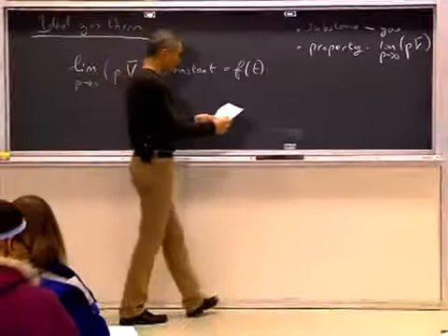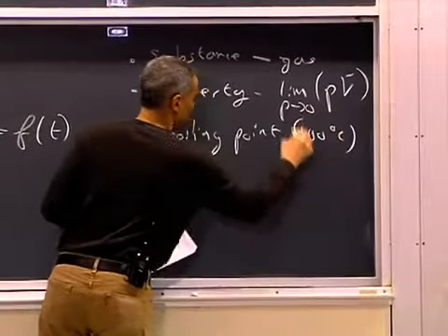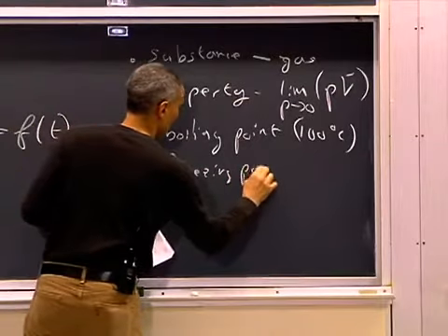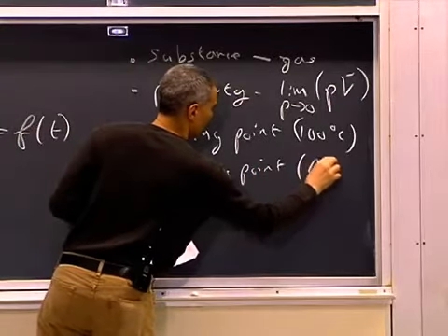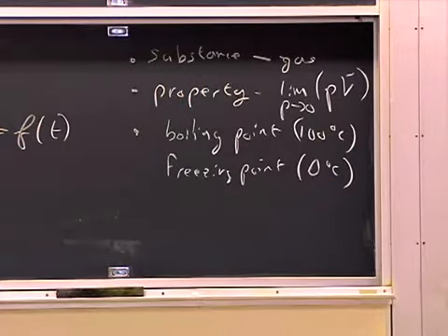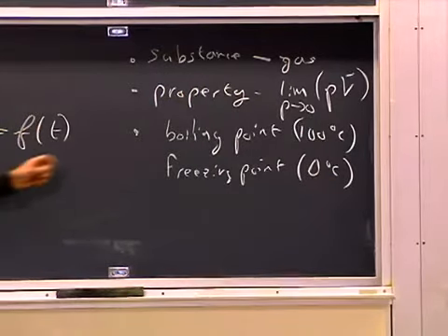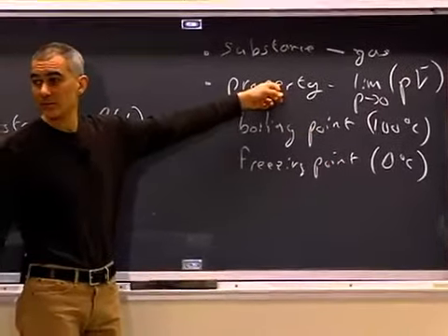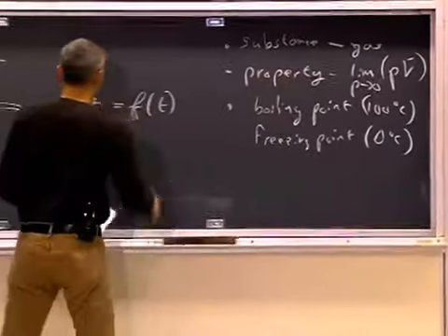Then we need some reference points. And Celsius first used the boiling point of water, and called that 100 degrees Celsius. And the freezing point of water, call that 0 degrees Celsius. And then we need an interpolation scale, how to go from one reference point to the other with this property, which we're going to call f of t.